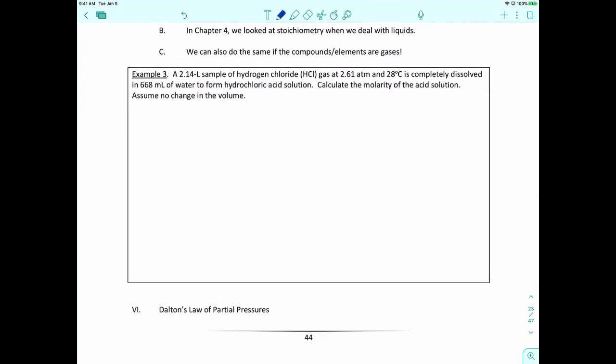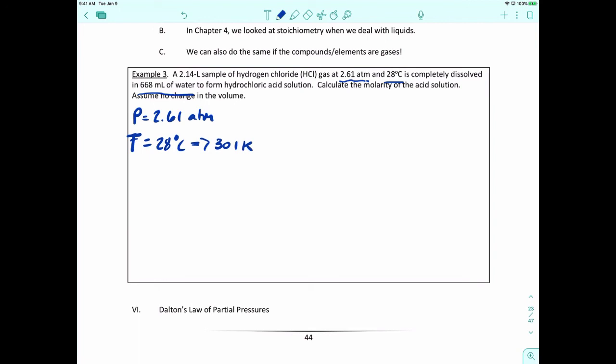So here's a problem. You've got a 2.14 liter sample of hydrogen chloride gas at 2.61 atmospheres and 28 degrees Celsius. It's completely dissolved in 668 milliliters of water to form hydrochloric acid solution. Calculate the molarity of the acid solution. Assume no change in the volume. All right, so here, let's write out what we know. We know that the pressure is 2.61 atmospheres. The temperature is 28 degrees Celsius, so if we convert that to Kelvin, it's 301 Kelvin, because we're converting by adding 273 to it.